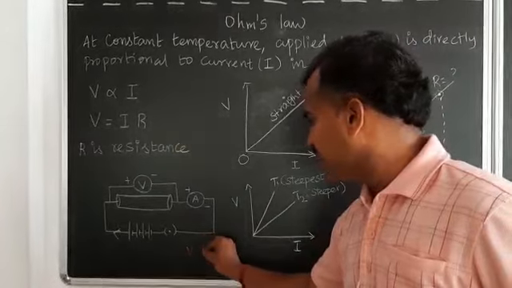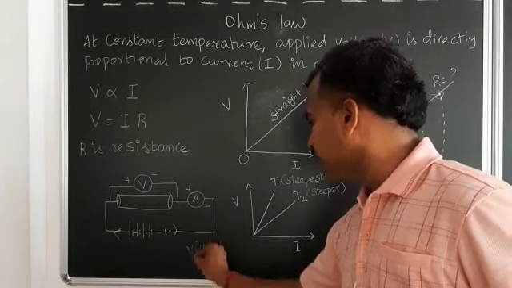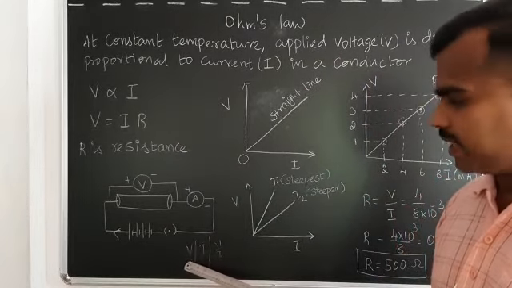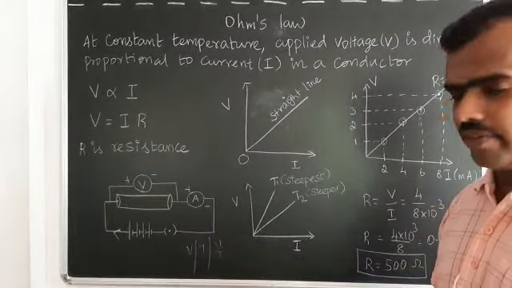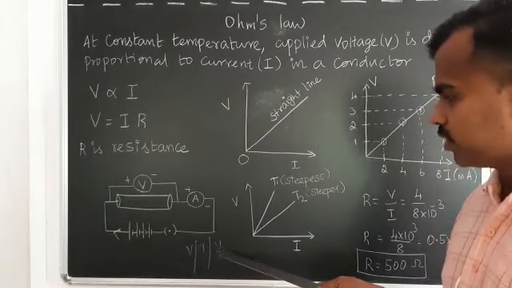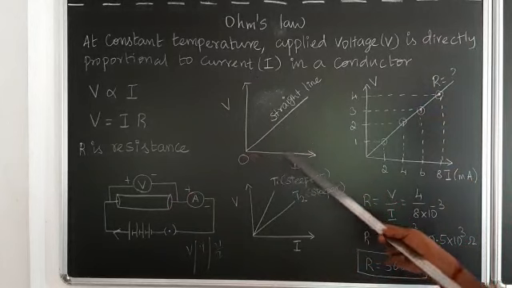So V by I is equal to R, right? How much voltage we are providing to that conductor, and how much current is passing. Similarly, if you are varying the voltage, for each voltage we should calculate how much current is passing, and calculate V by I. By doing so we can draw a graph.